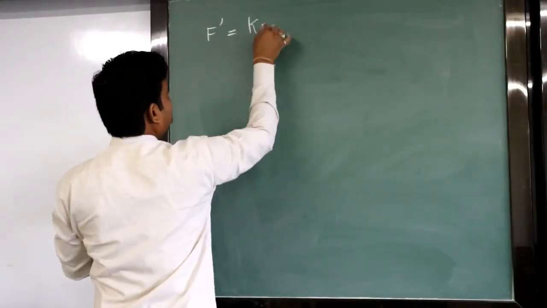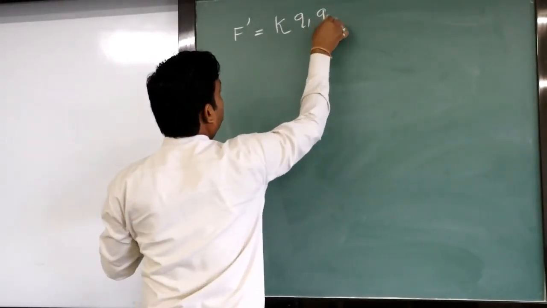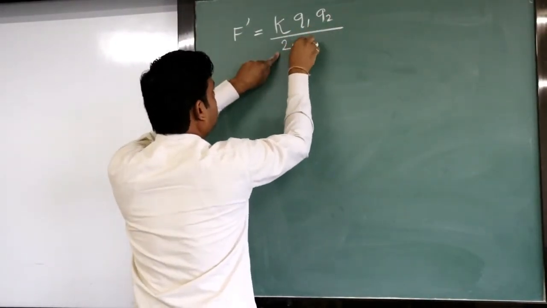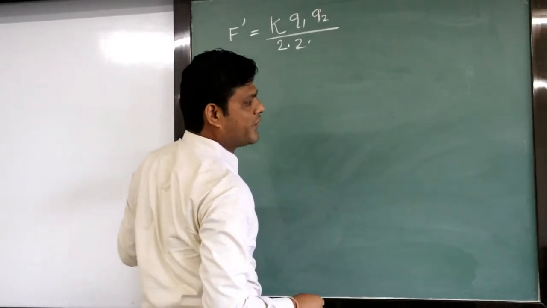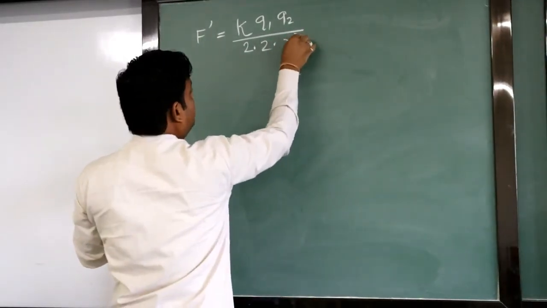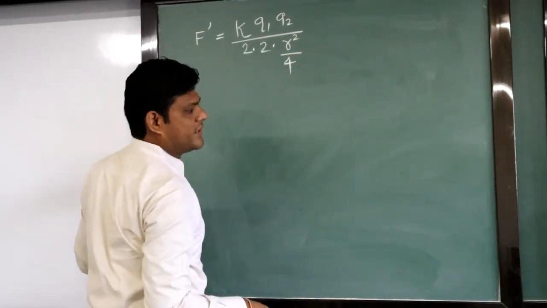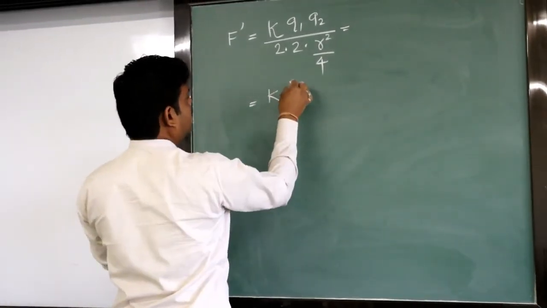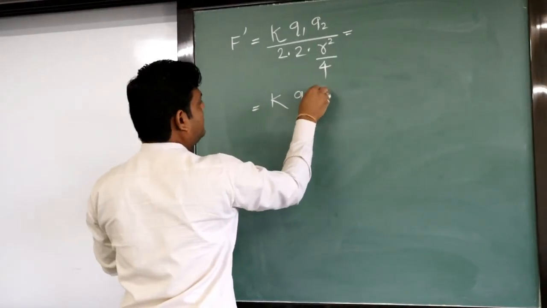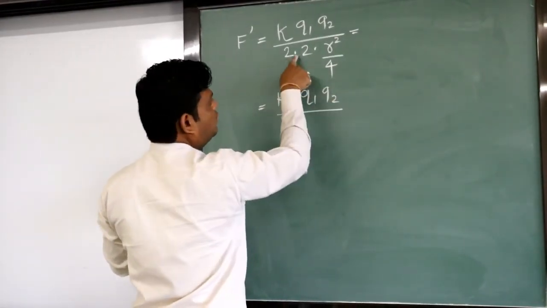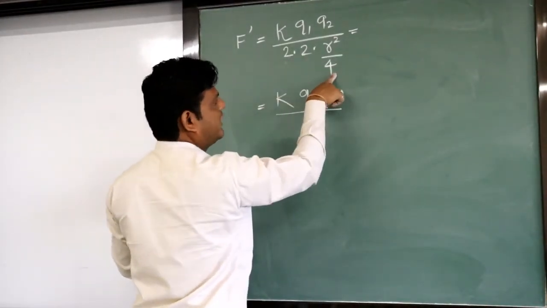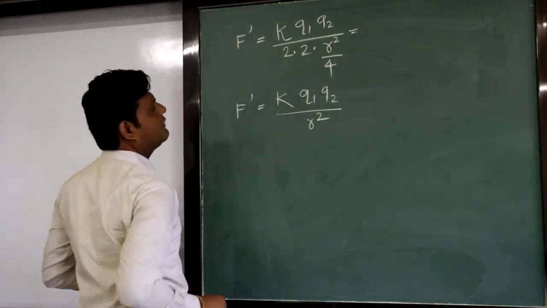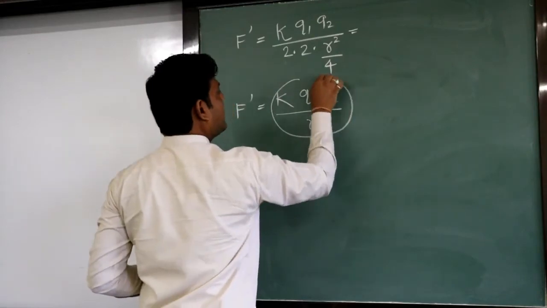K remains as it is, Q1 by 2, Q2 by 2, right, into R square by 4, correct? After solving this, K remains as it is, Q1 into Q2, 2 into 2 becomes 4, this 4 gets cancelled, here only R square. So F dash equal to what? K Q1 Q2 by R square.